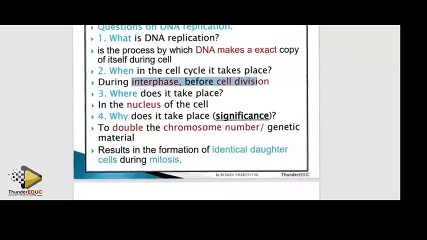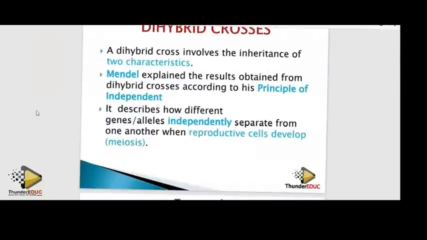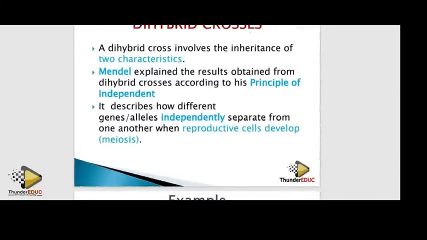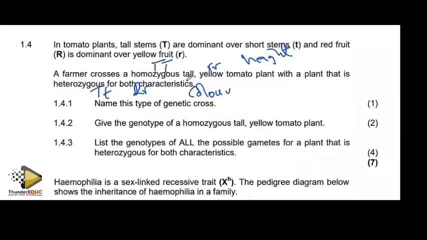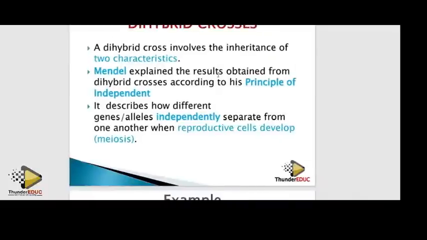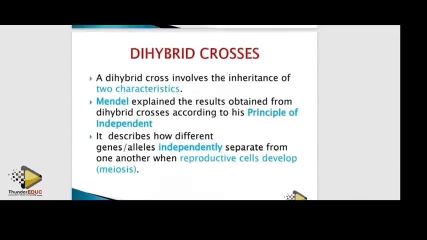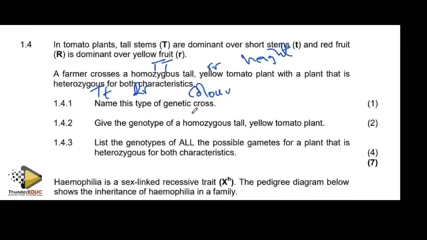Where do you get it in our booklet? Yes, we get it from here. Dihybrid cross involves inheritance of two characteristics. We see that you have height and color, two characteristics. So in the dihybrid cross, a cross involves two characteristics, and then they're saying give the genotype of a homozygous tall and yellow plant. We have seen homozygous tall, which is capital T, and then yellow, which is recessive, so it's going to be small r.